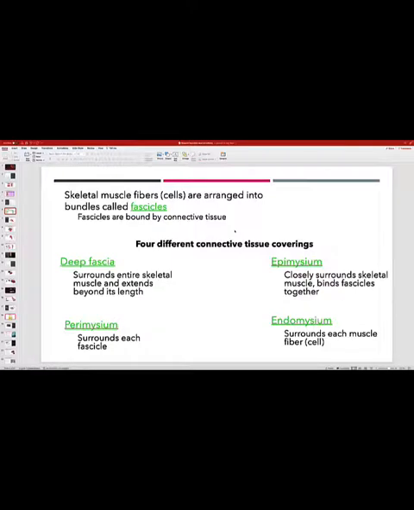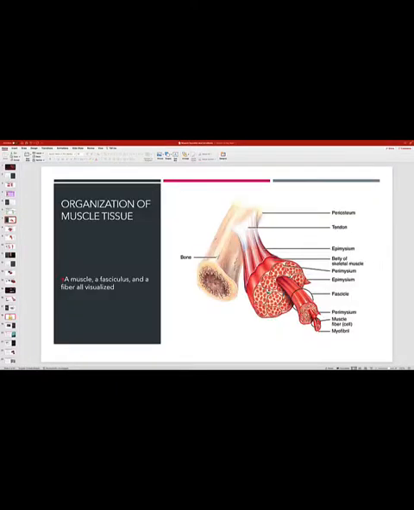Some other tissues that you are aware of, and we'll go into this in detail, are the perimysium, the epimysium, and the endomysium. We'll talk about all of those in some detail within the next few slides, and we will start on this one here, looking at the organization of muscle tissue.